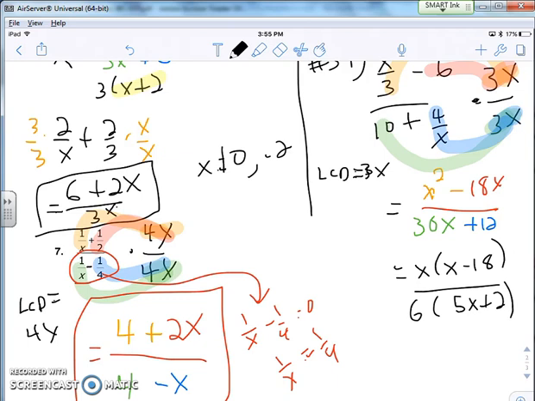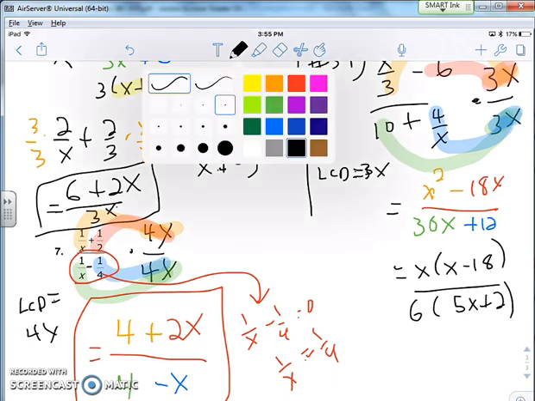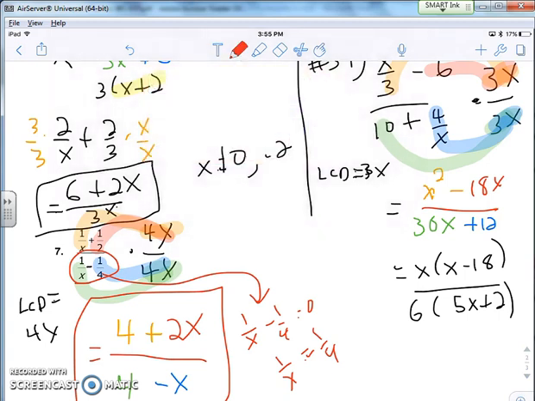So we'll look at our restrictions. In this denominator, if you set it equal to 0 and solve for x, you get x cannot be negative 2/5. And if we go back up to our original problem, we see we can't have a 0 in that 4 over x, so x cannot be 0. And those are your restrictions.